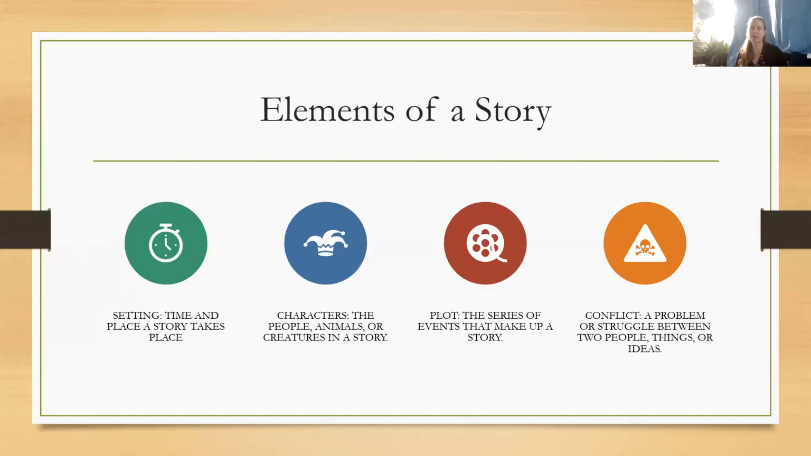So the elements of a story include the setting, time and place. It's where the story is taking place. It can create an atmosphere. The characters, which are the people, the animals, or the creatures within the story. The plot would be the series of events that make up the story. And then the conflict would be the problem or struggle between two people, things, or ideas.